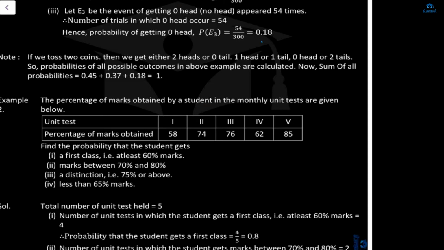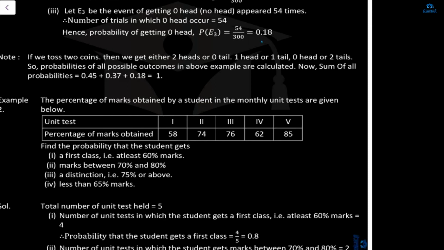So the percentage of marks obtained by a student in the monthly tests: the student has given 5 unit tests, and marks of all the 5 tests are given in percentage. 58% in the first unit test, 74 in the second, third 76, fourth 62, and fifth 85.